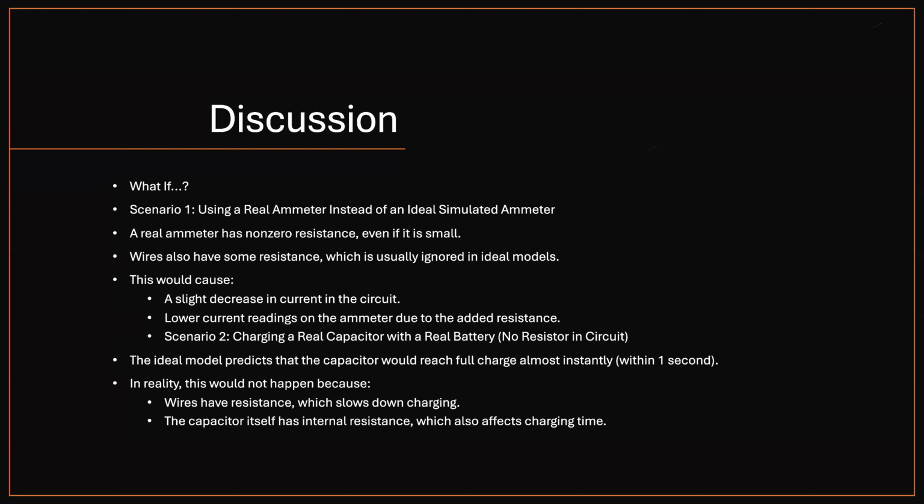In scenario two, the ideal model predicts the capacitor is fully charged almost within 1 second. In reality, this would not happen because the wires have resistance, slowing the charge. The capacitor itself would have internal resistance.